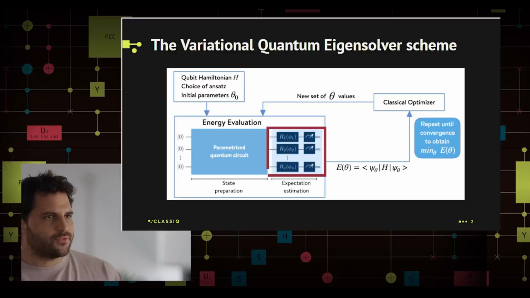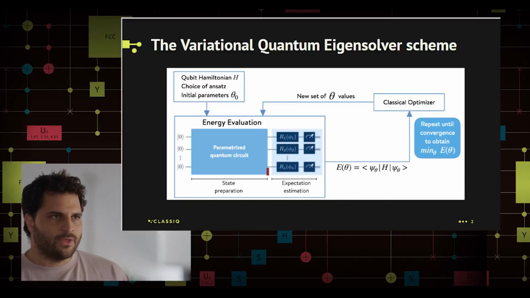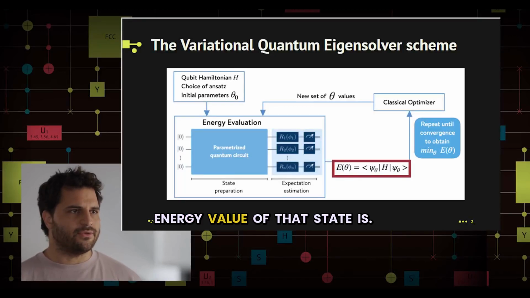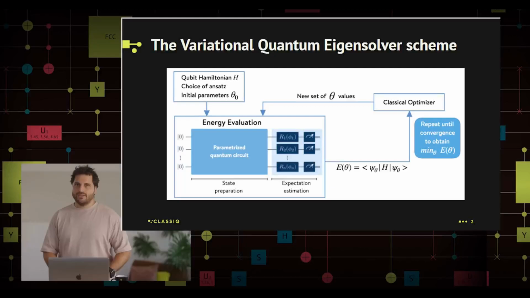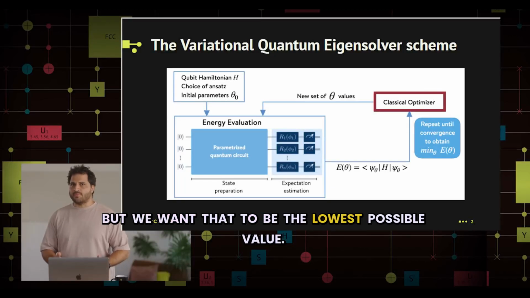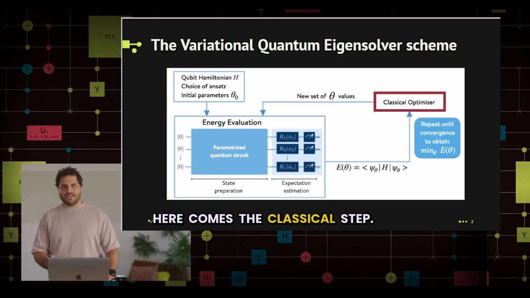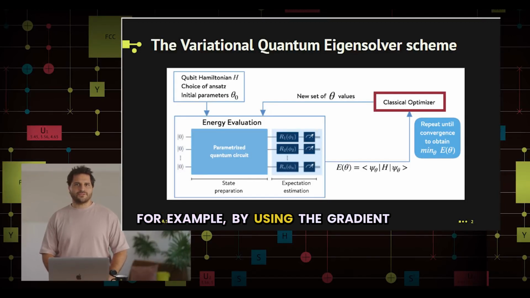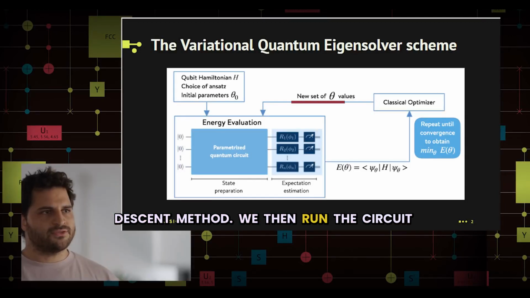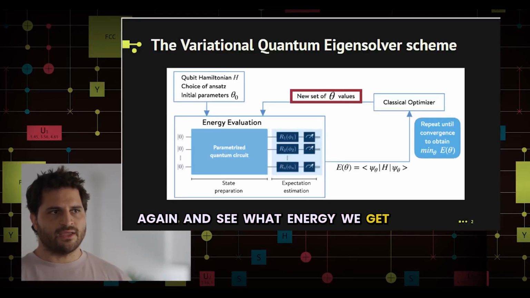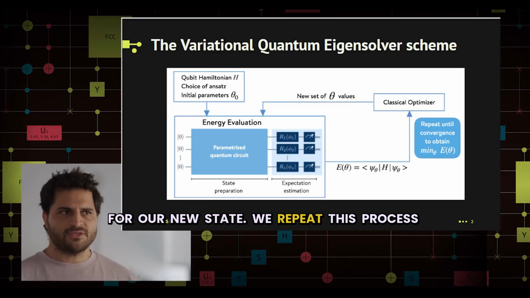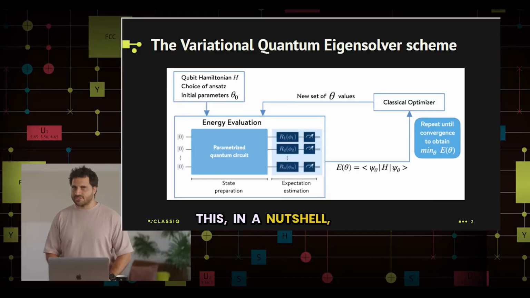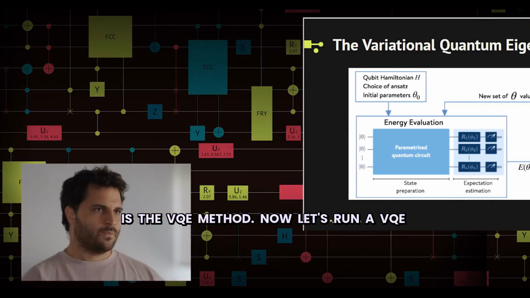We can select values for the parameters and then execute the circuit. We get an output from the circuit, and we can then evaluate what the obtained energy value of that state is. But we want that to be the lowest possible value. Here comes the classical step. We update the circuit parameters, for example, by using the gradient descent method. We then run the circuit again and see what energy we get for our new state. We repeat this process several times until convergence. This, in a nutshell, is the VQE method.